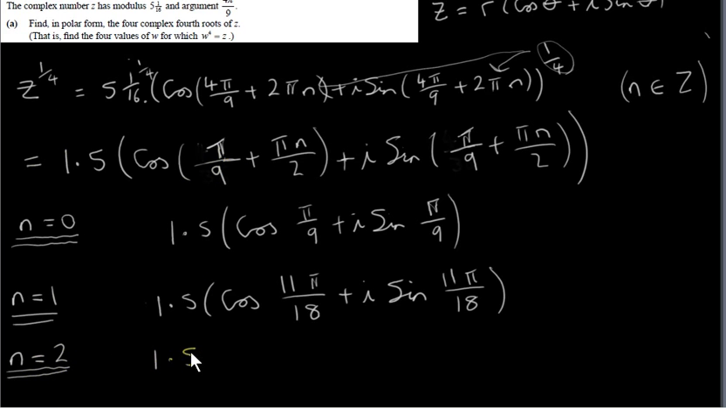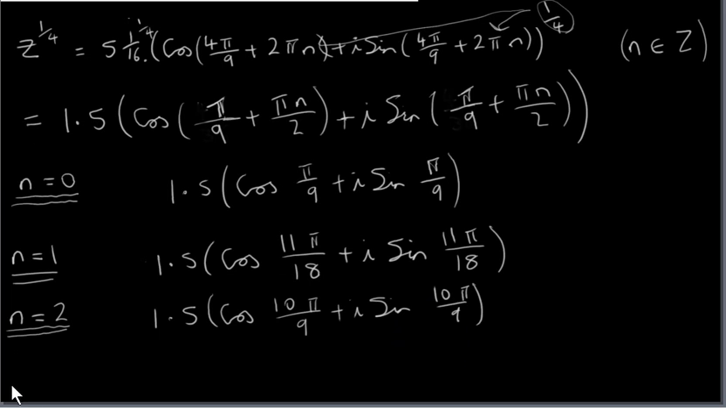Now, n equals 2. What will that give us? Well, we have pi over 9 plus pi times 2 over 2. That's just pi over 9 plus pi. That's like 1/9 pi plus 9/9 pi. That's 10/9 pi. And finally, we have n equals 3. So we'll have 4 distinct roots. If we plug 3 in here, we'll have 3 pi over 2 plus 1 pi over 9. Well, we could write 1/9 as 2/18 and 3/2 as 27/18. So 27/18 plus 2/18 is 29/18.